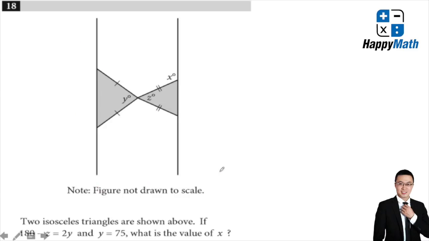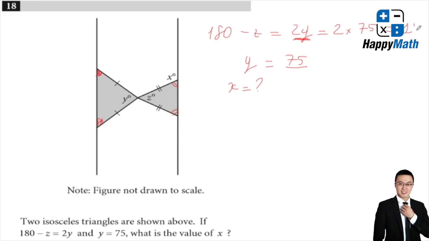Two isosceles triangles are shown above. Here we have 180 minus z equals 2y, and y equals 75. So what is the value of x? An isosceles triangle means you have two equal sides. It means this angle has to be equal to this angle, and this angle will be equal to this angle. So y equals 75. So 2y will be equal to 2 times 75, equal to 150. So 180 minus z equals 150. Easy for z, z equals 30.